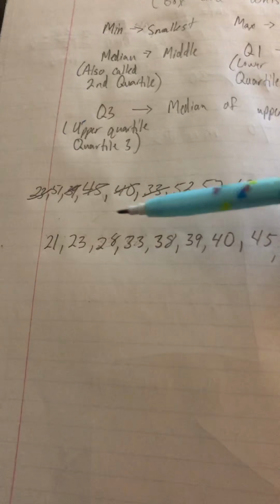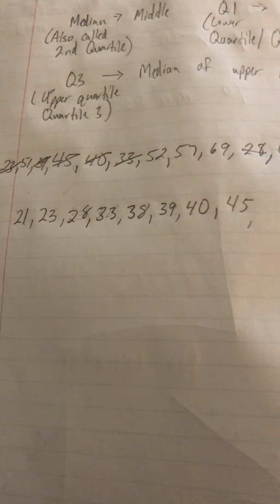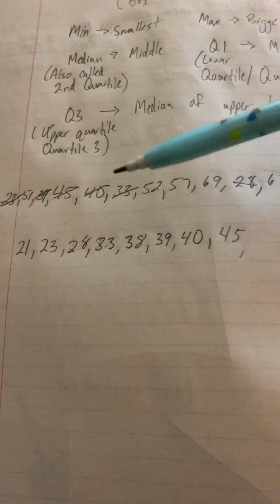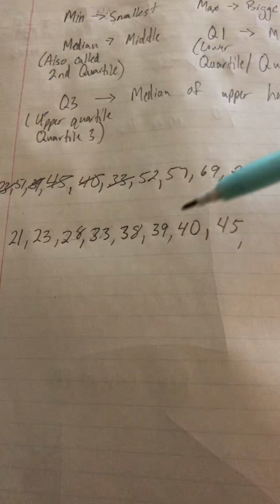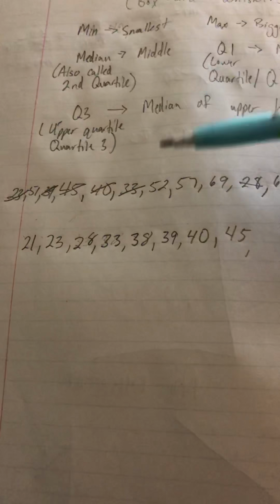So I'm ordering the data from least to greatest. I already started. I made a mistake on the other one, so it's kind of cool that I don't have that mistake on here anymore. So 21, 23, 28, 33, 38, 39, 40, 45. Now I'm going on to find the next smallest number.